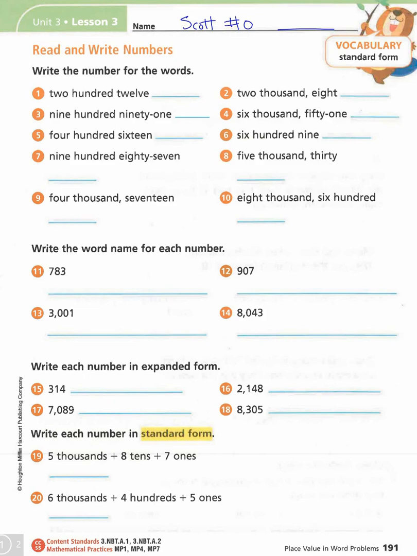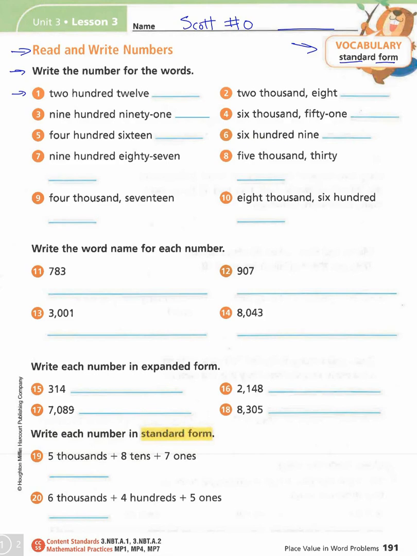All right, so in this lesson we're going to read and write numbers, and if we look over at our vocabulary box, it says standard form. In our previous lesson, we worked with expanded form, right? We took a number and expanded it out to look at the different values of the different digits. So in this one, we're going to work on standard form. Our directions say to write the number for the words. So I'll read the words out loud, and then you write the numbers down.